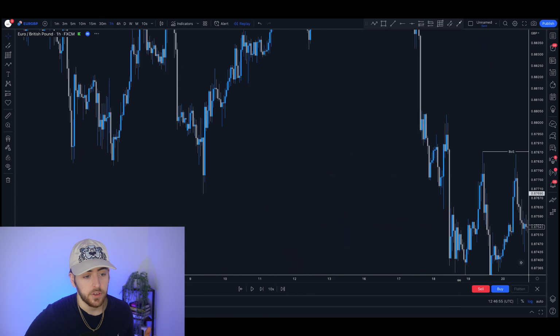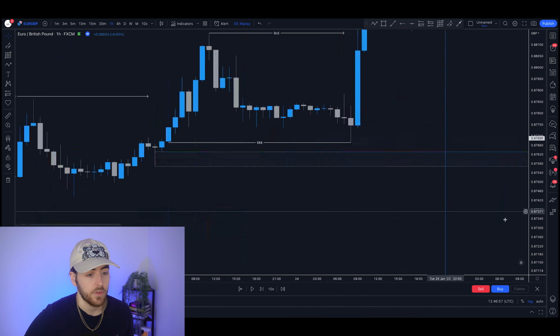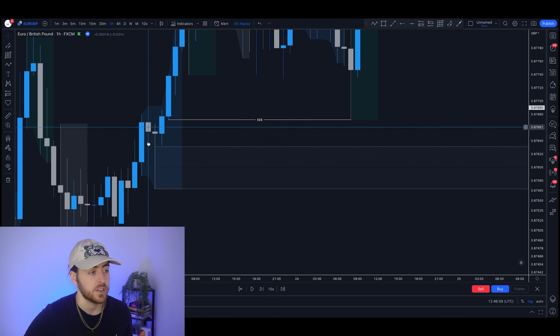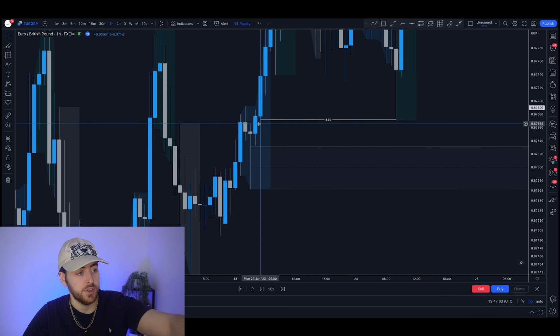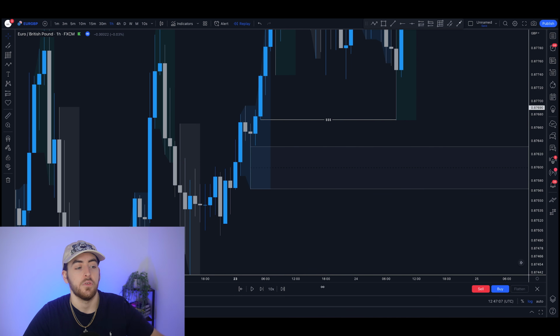If we go to the hourly, you will also see that this correlates quite nicely within the wick of this larger demand zone, which, by the way, is still imbalanced, as you can see. The high here does not meet the lows of these wicks here, leaving this as an open imbalance.